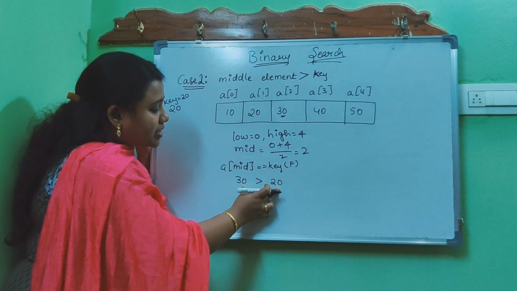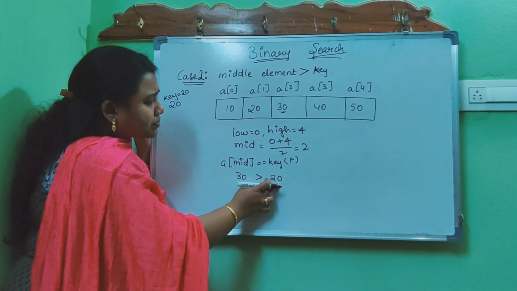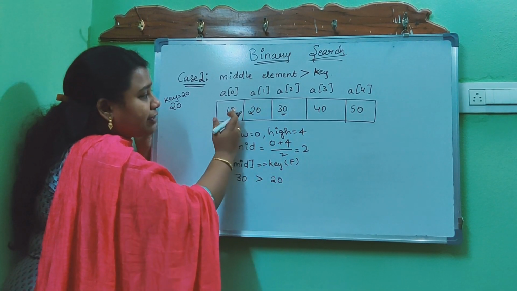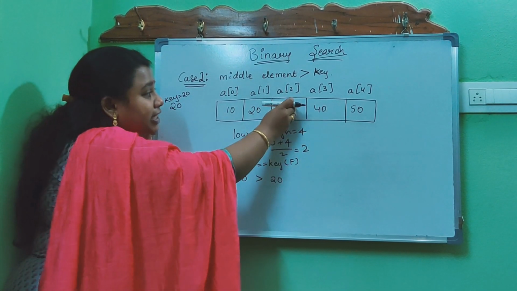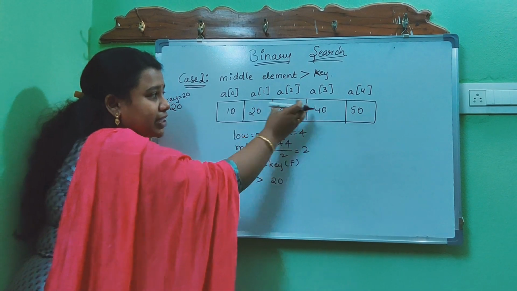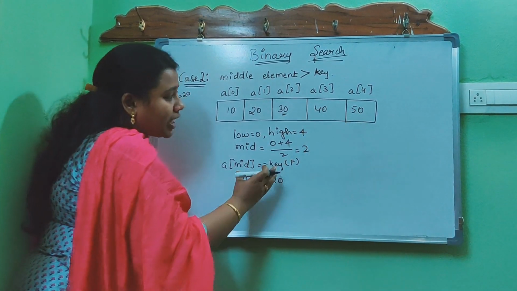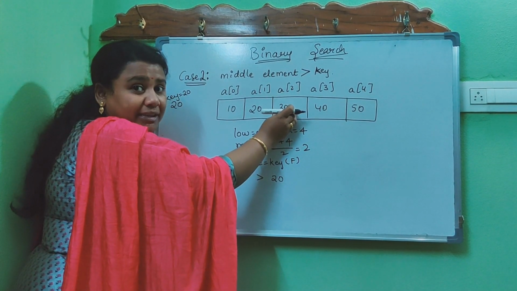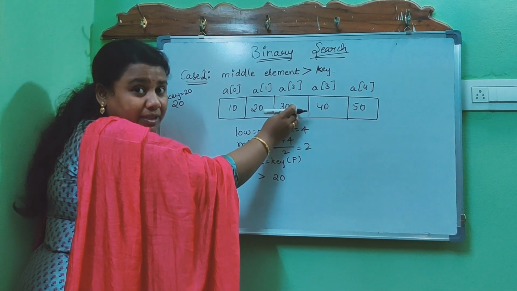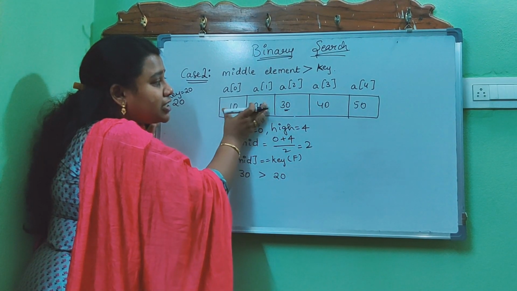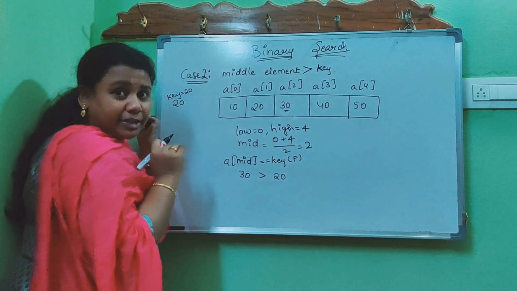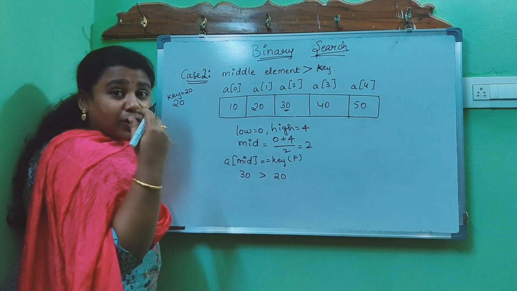Now what happens here is, we have to search in the left partition of this. Now 30 is the middle element, this is left partition and this is right partition. I haven't found my element at the middle element. So I have to start my search in the left part and ignore the right part. Now how can I do that?